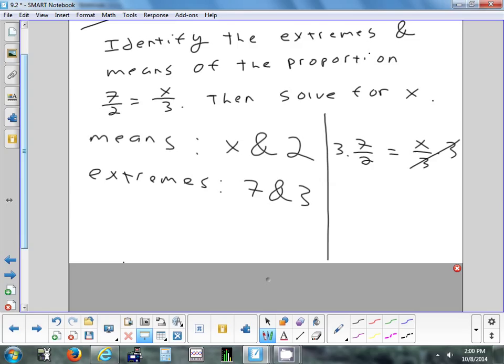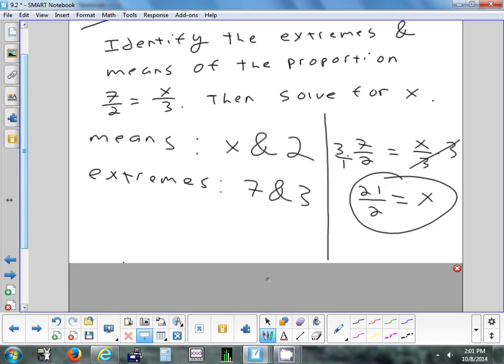So your 3's cancel. Now 3 is not a fraction, but how could we make it a fraction so we can do that? Put it over 1. So what is x equal to? 21 over 2. Very good. 3 times 7 is 21. 1 times 2 is 2. Right? Any questions on solving that?